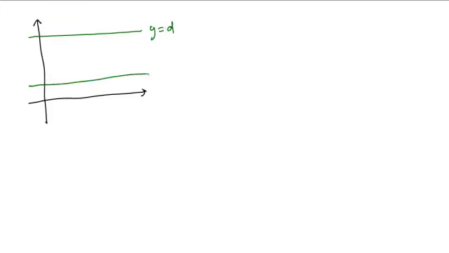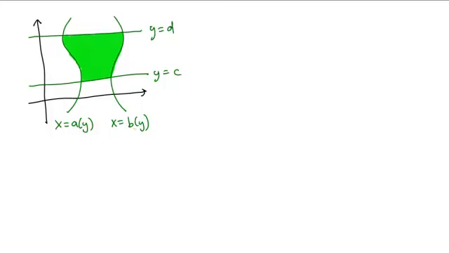Let's start off by describing what we mean by a horizontally simple domain in detail. So such a domain will have a horizontal top line, y equals d, and a horizontal bottom line, y equals c. The left side of the region will be described by some curve which passes the horizontal line test. So a curve like that will take the form x equals a of y. It'll be a function of y. And the right side of the region will also pass the horizontal line test. It'll take the form x equals b of y. And so this right here will be our region in question.